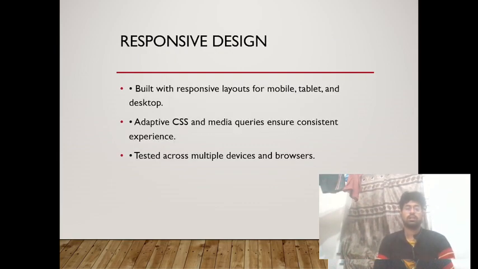Responsive design. This HomelyHub project uses responsive design, where users can use this site on mobile, tablet, and desktop easily. It is not fixed, used only on mobile or only on tablet or only on desktop. It is responsive, which means it can be used on all devices. If you want to book from mobile, you can book from mobile. If you want to book from tablet, you can book from tablet. If you want to book from desktop or laptop, you can book from desktop. It is responsive in design.